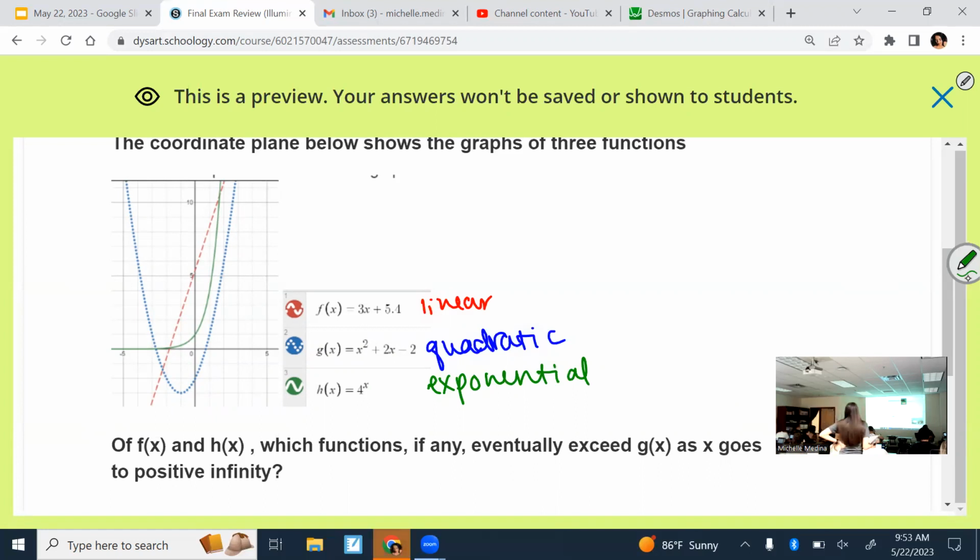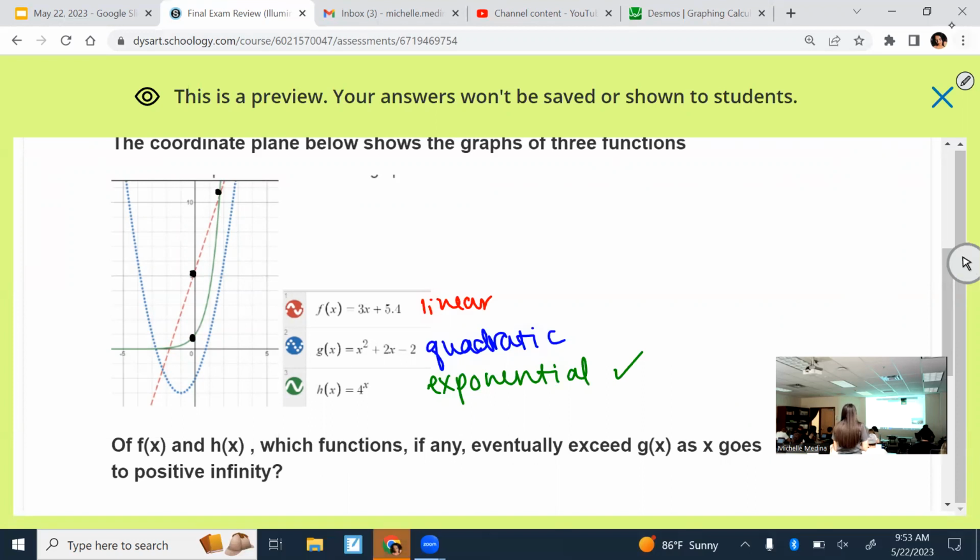Which one tends to grow the fastest out of these 3? Always. Given enough time, like going to positive infinity would be more than enough time, the exponential function will always surpass the other 2. So it might start out like, for example, that the linear one is higher than the exponential function here, but eventually the exponential function always passes it.